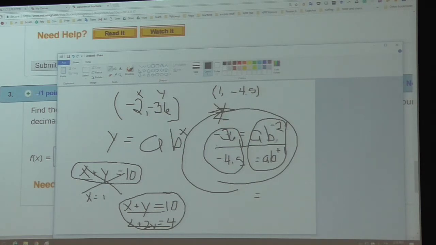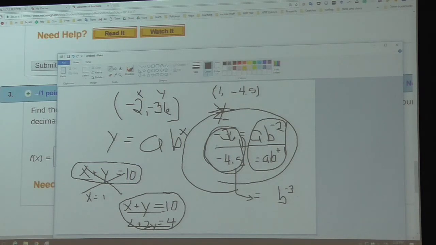I get b to the negative 2 over... so I think that's b to the negative 3. Is that true? I think that's right. So I get this number equals b to the negative 3. Okay, so then we should be able to figure out what b is.